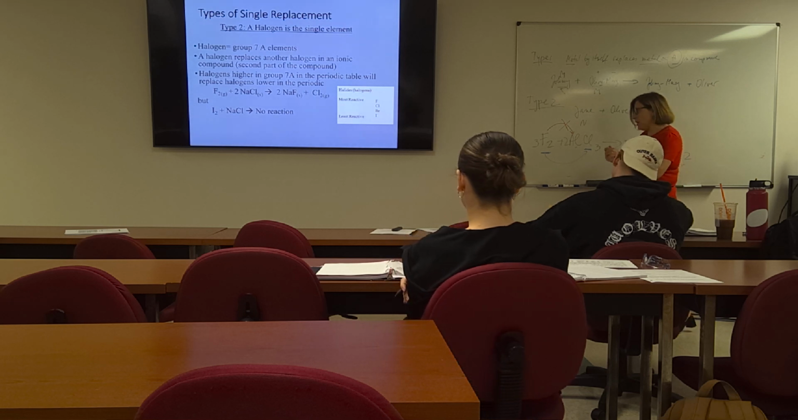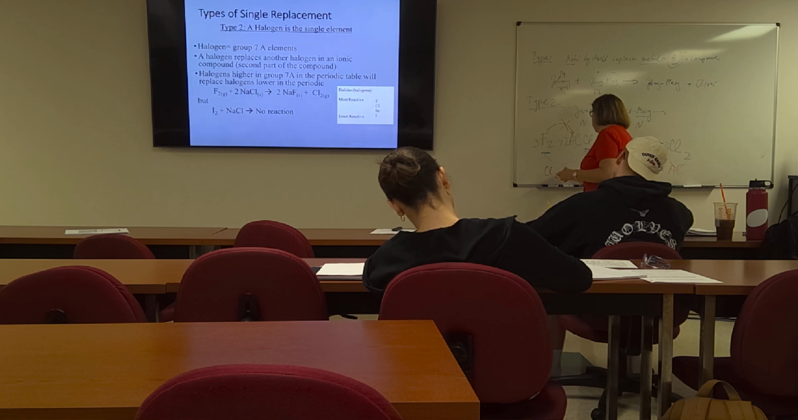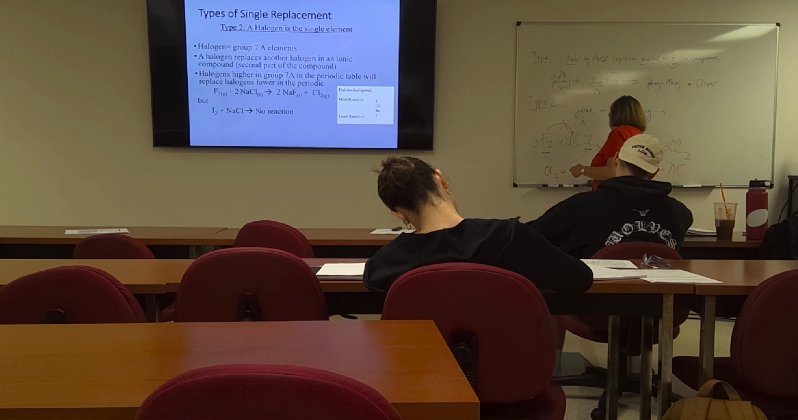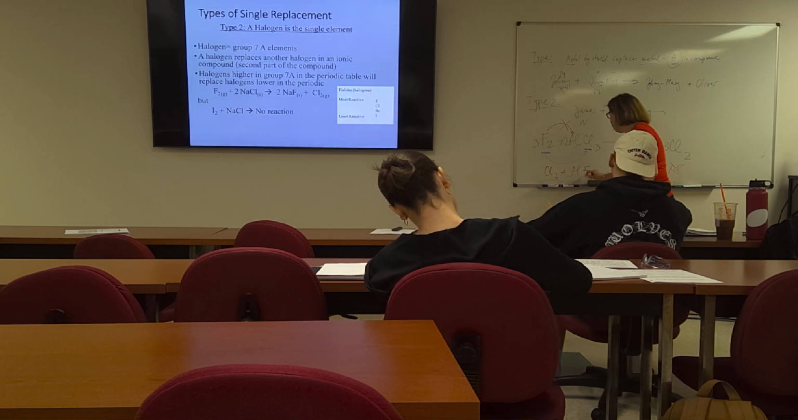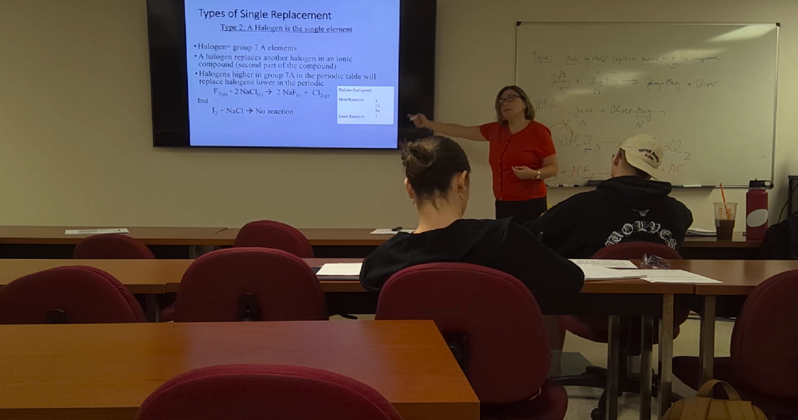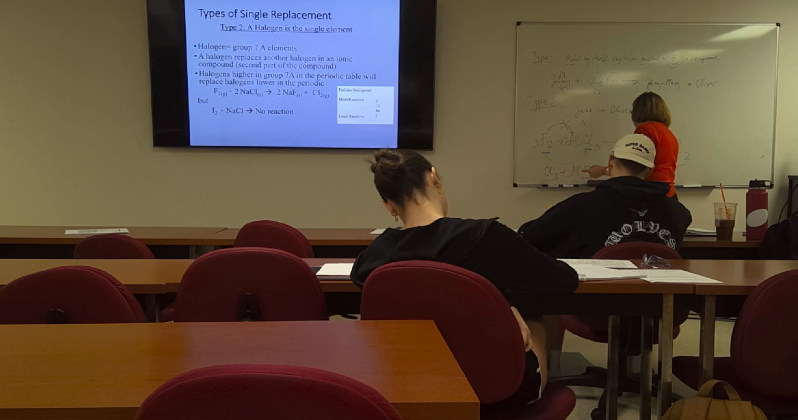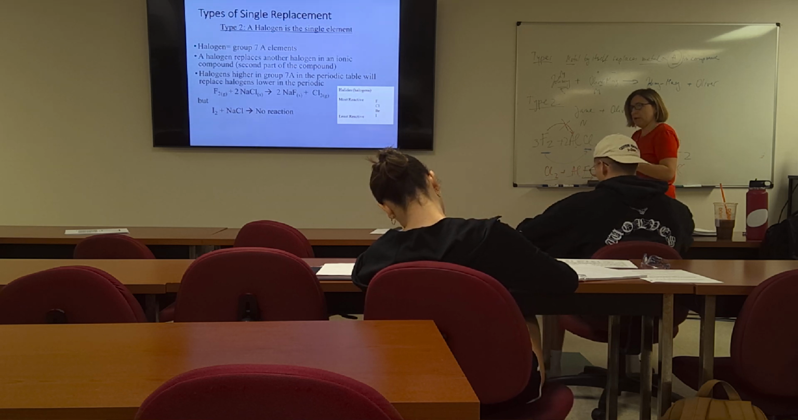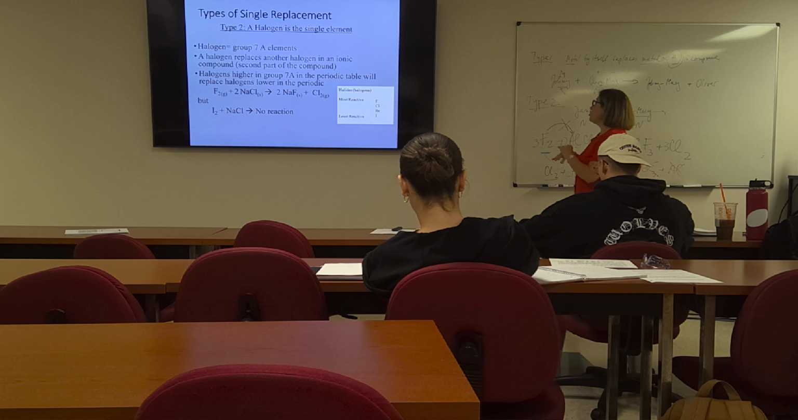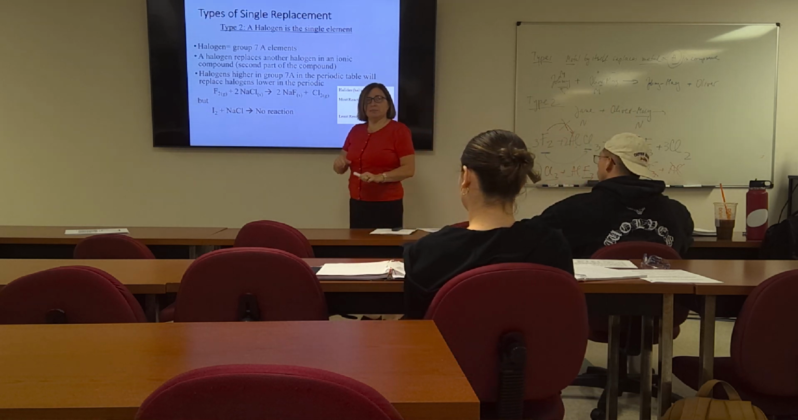Good? Now what if I have chlorine by itself that wants to react with aluminum fluoride? What's going to happen here? You're comparing chlorine and fluorine, and according to the reactivity in the group, it's going to be no reaction. Okay? So this is your single replacement, and that's it. That's done. Okay?